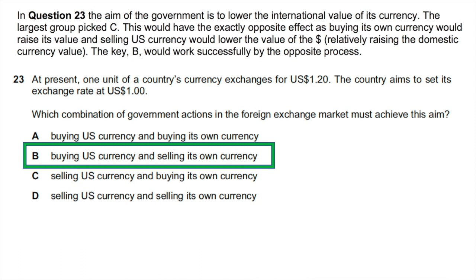The largest group picked C. This would have the exactly opposite effect, as buying its own currency would raise its value and selling U.S. currency would lower the value of the dollar, relatively raising the domestic currency value. The key, B, would work successfully by the opposite process.